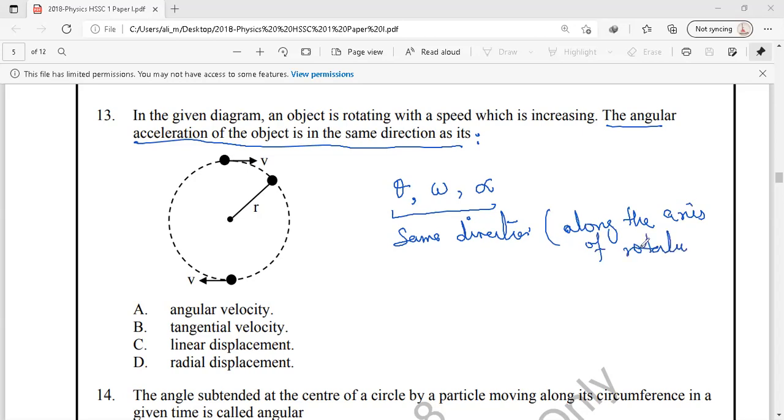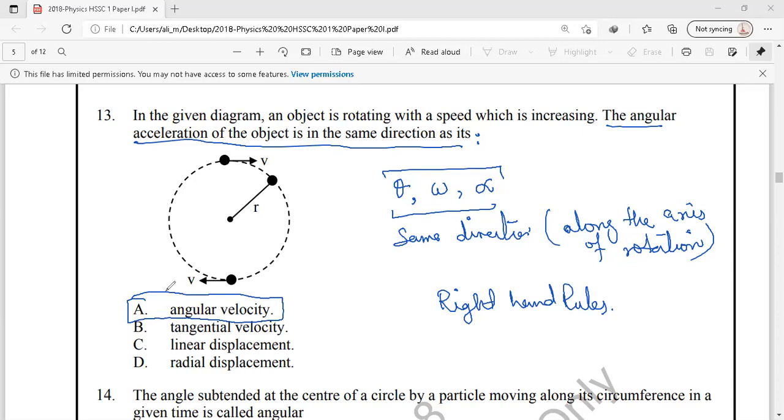The direction of all these quantities is along the axis of rotation, that can be found by using the right hand rule. With the help of the right hand rule we can find it out, in which the thumb points to the direction of these angular quantities. So these all are in the same direction, and the correct answer is angular velocity omega, that is in option A. The direction of angular displacement, angular velocity, and angular acceleration would be the same, that is present in our option A.